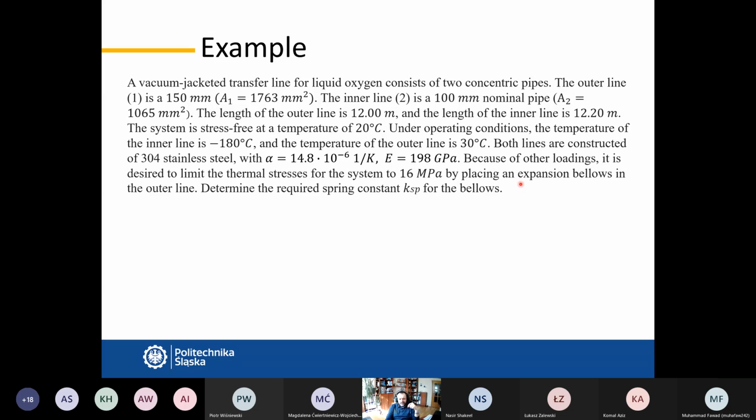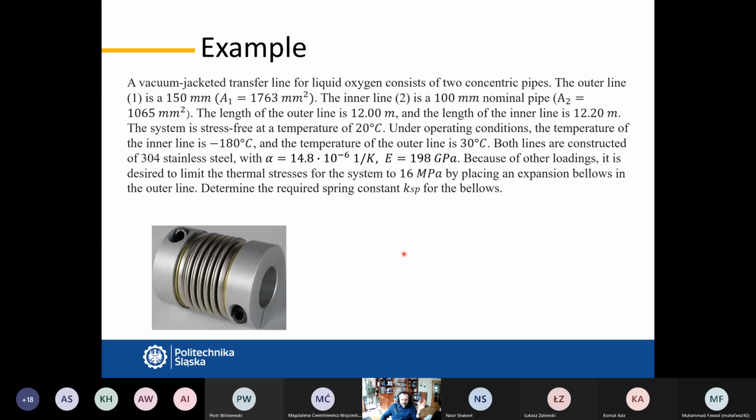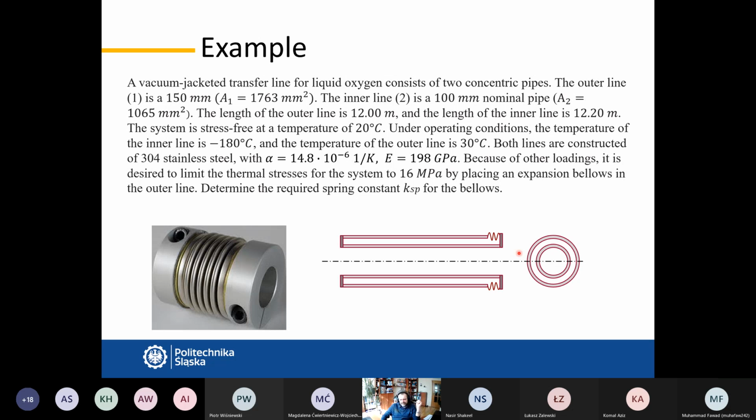We want to obtain it with a bellows. So a spring element, an elastic element at the pipe. So this is the case. This is the cross section. This is the bellows shown. So this is an elastic element. So we have external pipe, internal pipe.